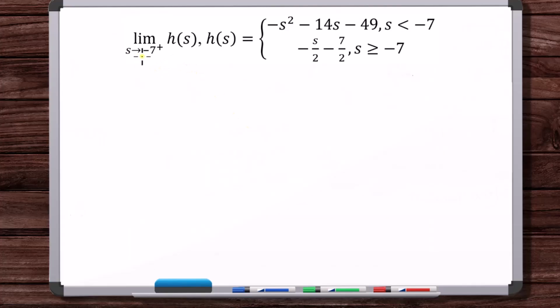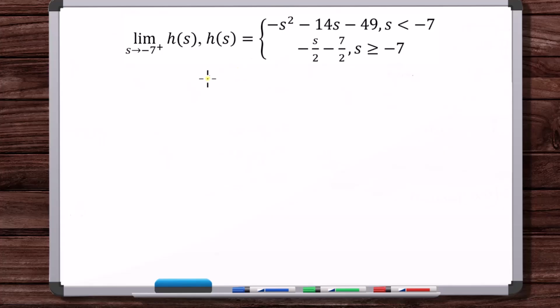Okay, the limit as s approaches minus 7 from the right of h of s. And so we're looking at the transition point here. So what's happening at the transition point? Is this a discontinuity? If it's not, then this limit is going to be equal to just h of minus 7, which is defined based on this function. You're just plugging in minus 7 here. If there is a discontinuity, then we need to look and see what kind of discontinuity it is.